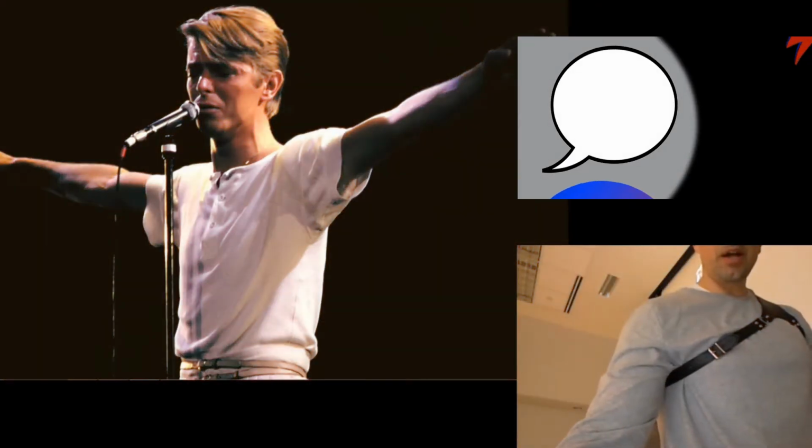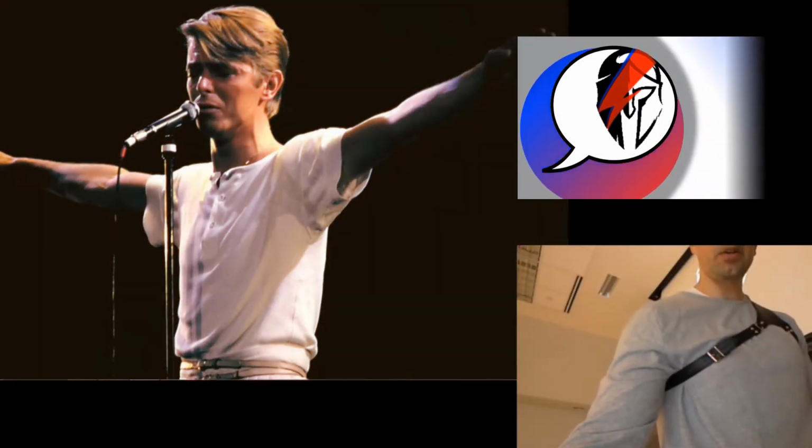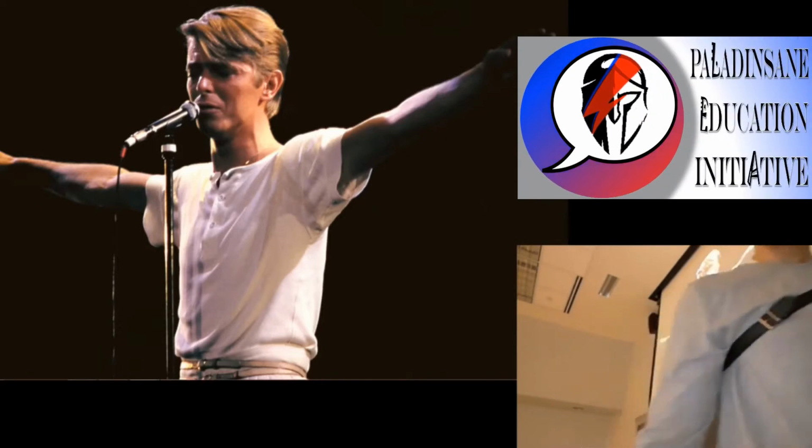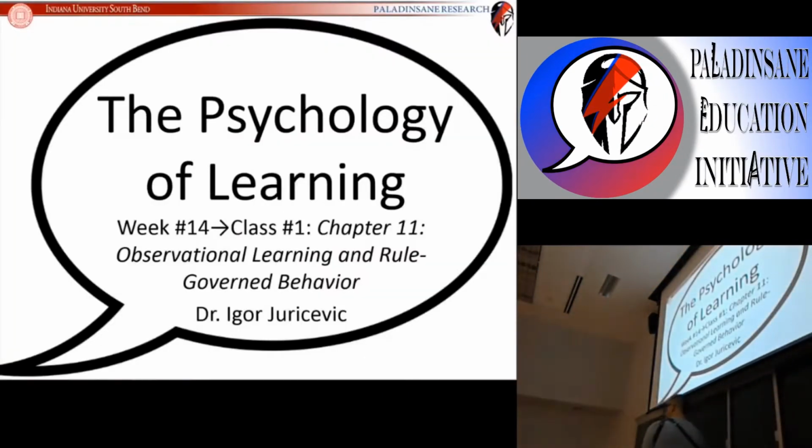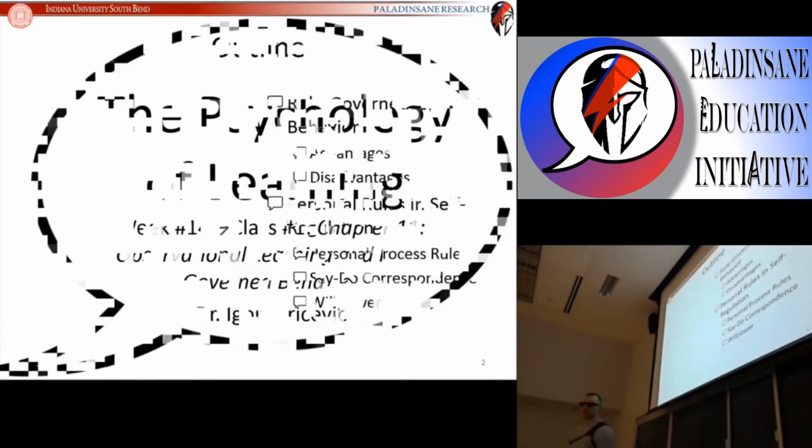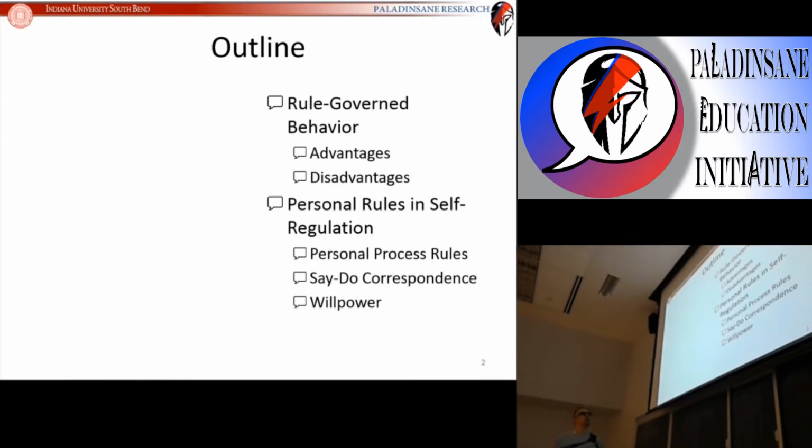So what we're going to do now is continue on with our look at observational learning, and then we're going to begin our look at rule-governed behavior. Rule-governed behavior, the second half of today's class, we're going to look at the advantages and disadvantages of rule-governed behavior, what it actually is, and then a very specific subset of rule-governed behavior, which is the personal rules. Rules that we use for self-regulation. We'll take a look at some of the intricacies there.